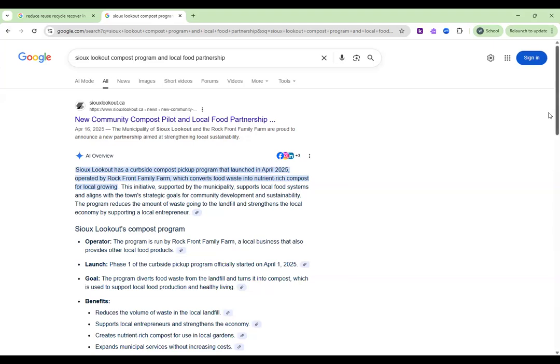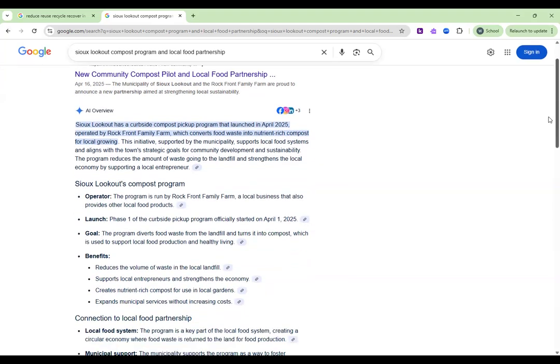Okay, so Sioux Lookout has a curbside compost pickup program launched in April 2025, operated by Rockfront Family Farm, which converts food waste into nutrient-rich compost for local growing. It's an initiative supported by the town of Sioux Lookout, and it aligns with the town's strategic goals for community development and sustainability. Remember, we've talked a lot about that, trying to keep the ecosystems healthy for our future generations. The program reduces the amount of waste going to landfill and strengthens the local economy by supporting a local entrepreneur. So it's run by Rockfront Family Farm.